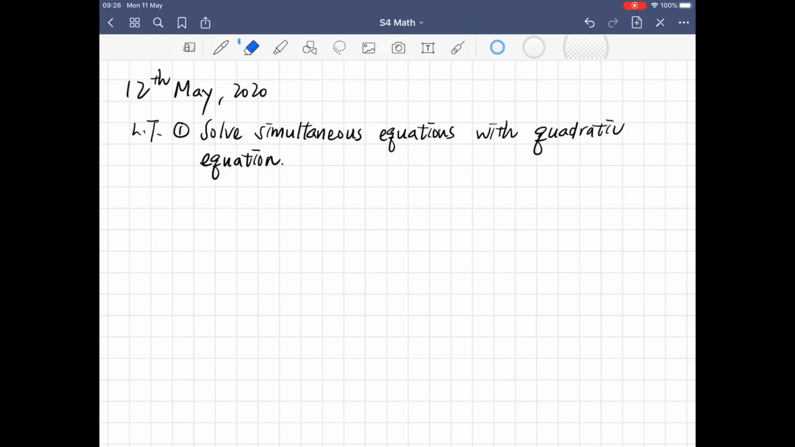Hi everyone, in today's lesson, I will talk about how to solve simultaneous equations with quadratic equation. So please turn to a new page of your notebook, write down the date of today and the learning target. And before I start, I will give you a quick revision about the steps of solving quadratic equation. So please write it down on your notes.